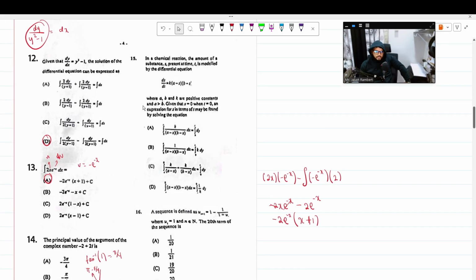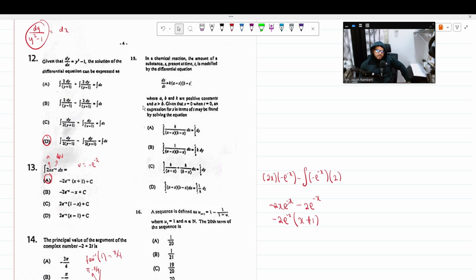This is a repeat question. In a chemical reaction, the amount of substance A present at time t is modeled by the differential equation, where A, B, K are positive constants, S is 0, T is 0. The expression for S in terms of T may be found by solving the equation. Just saying none of these answers will be correct because we have X's and Y's instead of S's and T's.